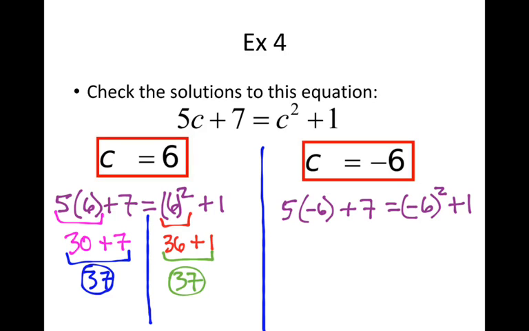Since I got 37 on both sides, what does that mean? That answer was correct. So 6 is a good answer. I'm going to put a check mark next to it. All right, now I'm going to go check the other one.